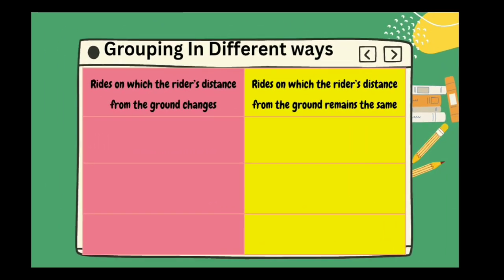Like this. I would suggest that you should pause the video here and try to fill out this table. The first column says rides on which rider's distance from ground changes. And the second column says rides on which rider's distance from the ground remains the same. So you have to use this criteria, use this particular feature and try to classify the rides into two groups. Pause the video here and do the task.